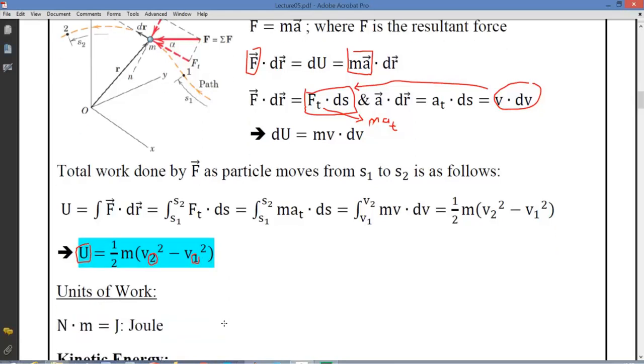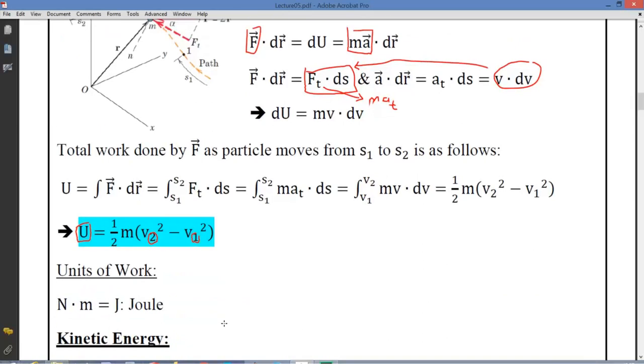And as for the unit of work, we use newton times meter, or in short, joule. J is again a capital letter because of the name of the scientist that worked in this area of work. We'll continue with the rest in the next video.